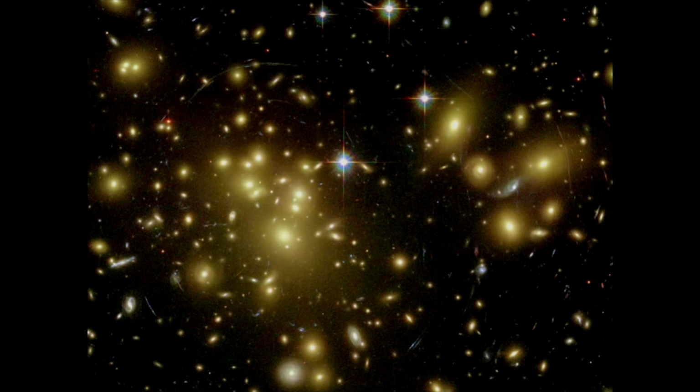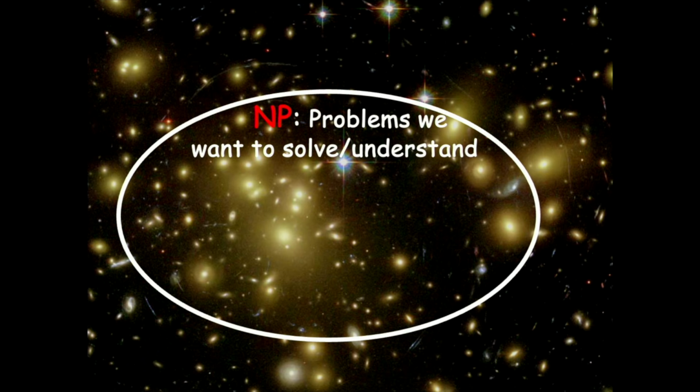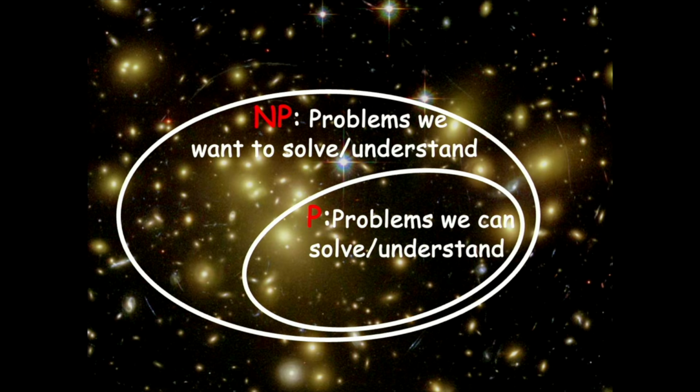What's the meaning of this question? Well, I want to give you a philosophical answer, and this will be easy to remember if you don't remember anything else. This is a universe, but for us the universe is made out of problems. So it's a universe of problems, and think of NP as all the problems that we, as humanity, want to solve or understand. And inside it sits P, which is all the problems we know how to solve.